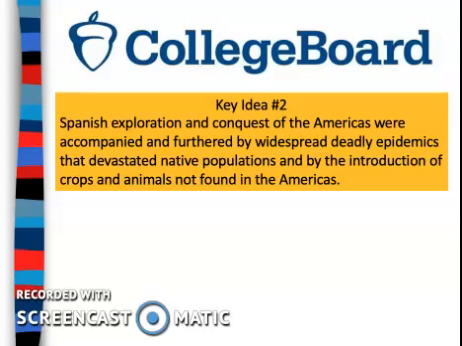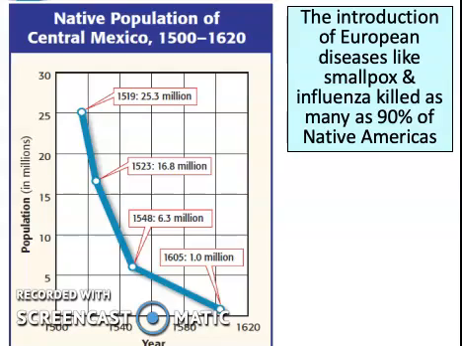Now, this Spanish exploration and conquest were accompanied and furthered by widespread deadly epidemics, which devastated native populations, and by the introduction of crops and animals not found in the Americas. So we've got to look at what changes now on the American side with the Native Americans. By far the one that I think most of you are already well aware of is European diseases: smallpox and influenza, which is the flu. Nearly 90%, if not higher, of Native Americans were killed.